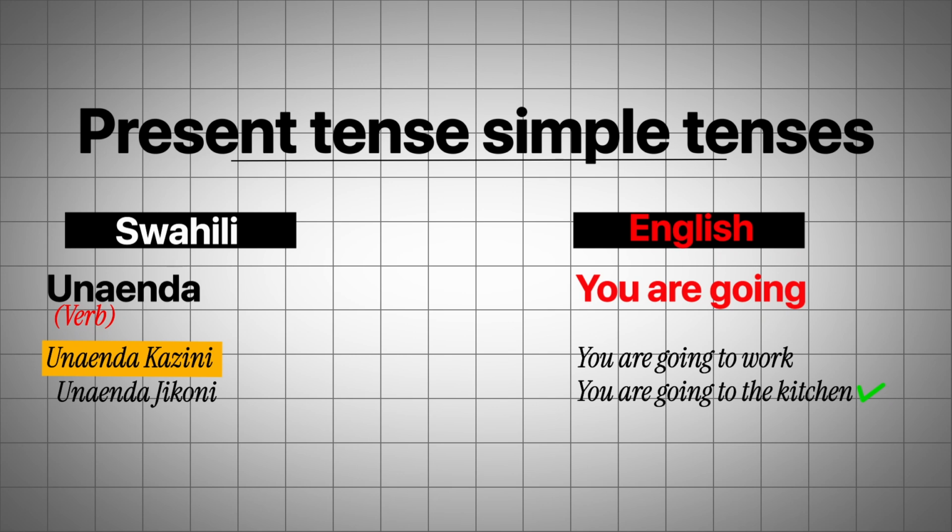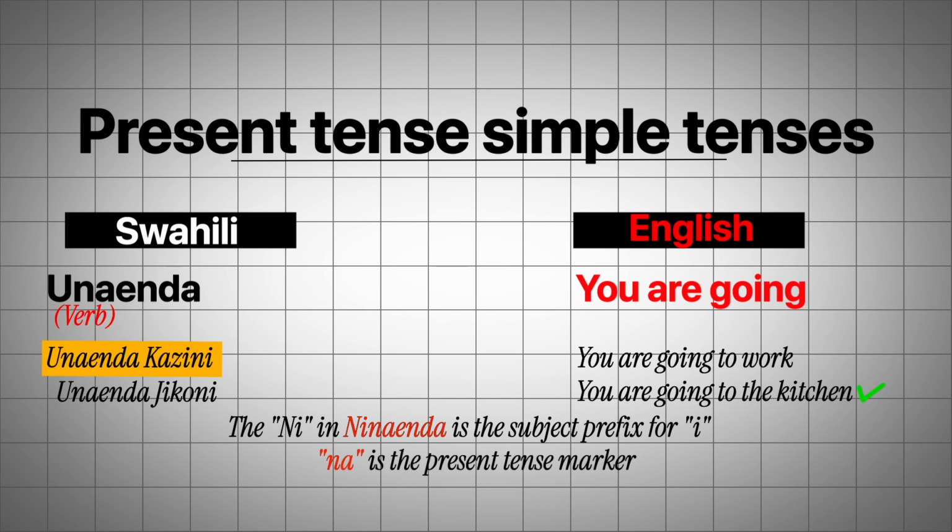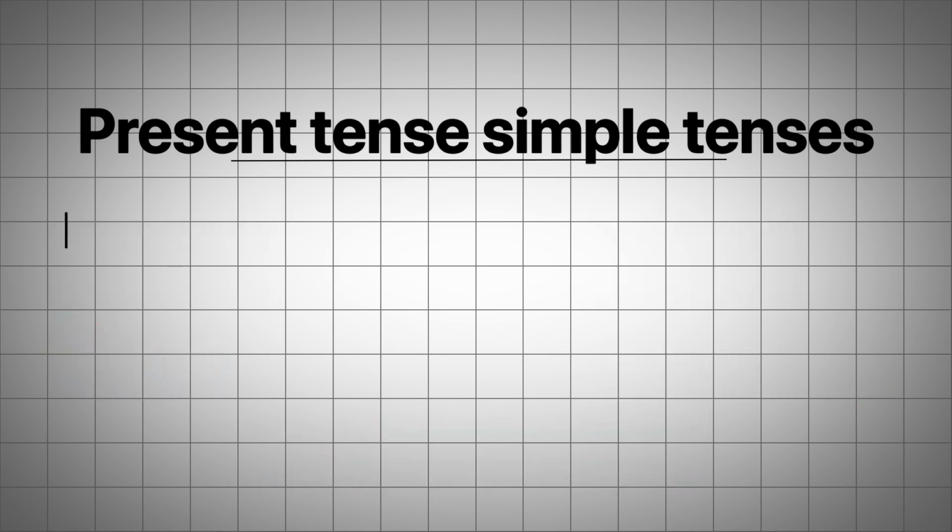Good job. From these examples, the ni in Ninaenda is the subject prefix for I. Na is the present tense marker. And then the u in Unaenda is the subject prefix for you, and na the tense marker showing the present tense.